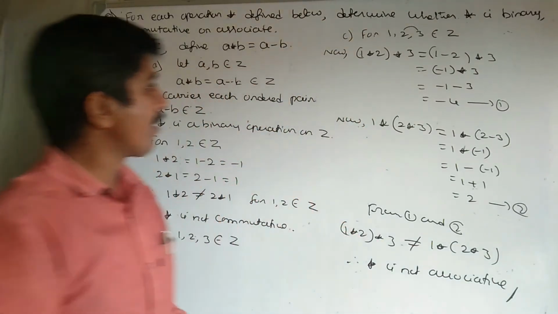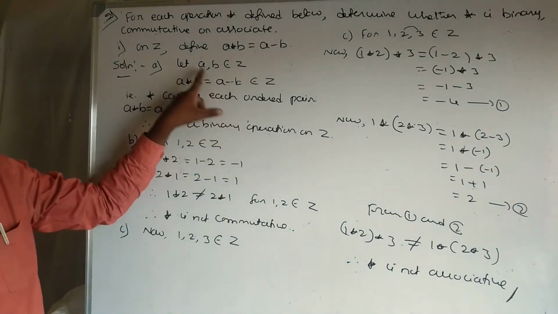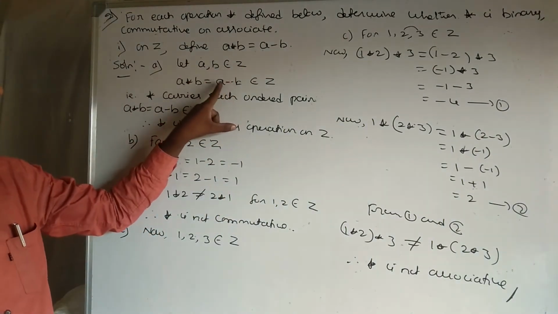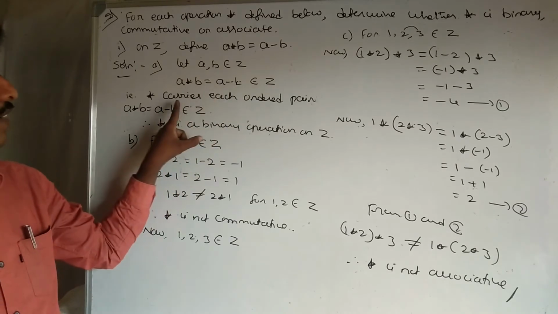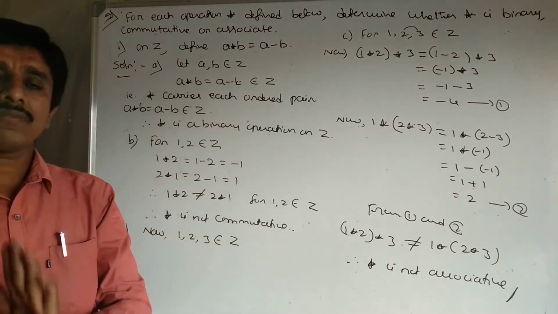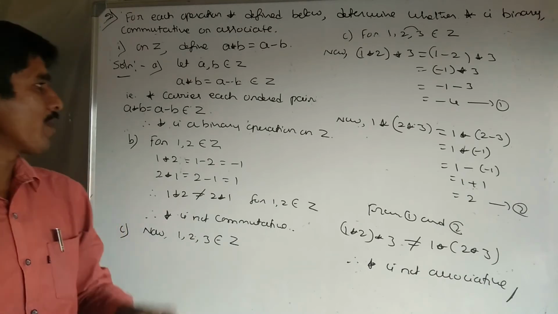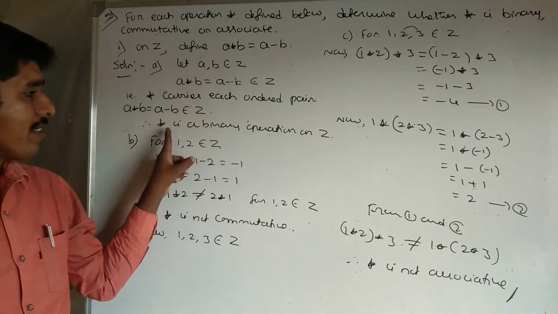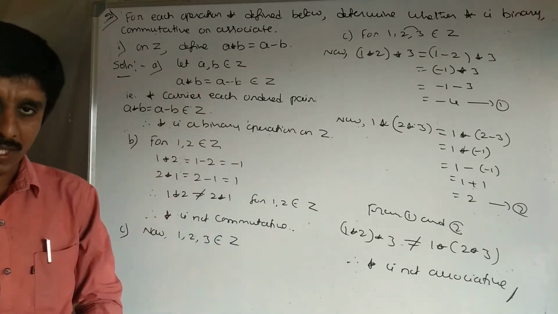Clearly it is a binary operation because A and B are integers, and the difference of any two integers is again an integer. Therefore, star carries each ordered pair A, B to a unique element A star B equal to A minus B. Therefore, star is a binary operation.